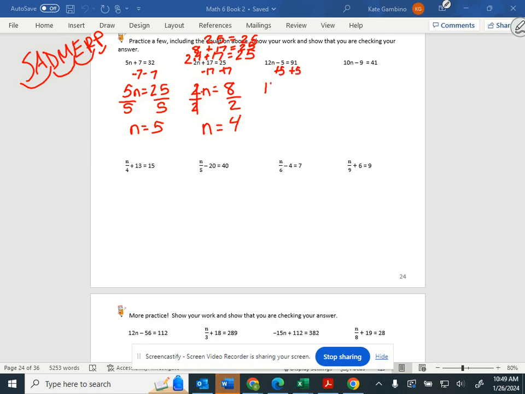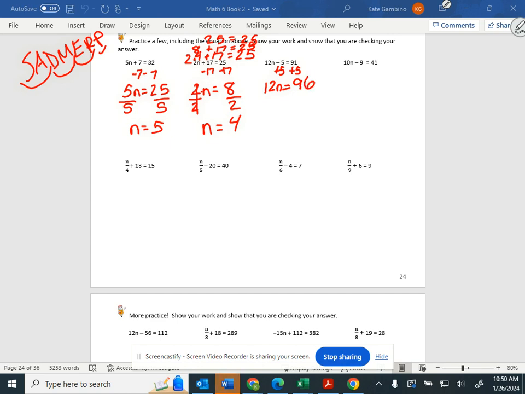So I'm going to bring down that 12n. Minus 5 plus 5 gets me to that 0. So if I'm at a negative 5, because minus 5 is the same as saying negative 5, plus 5 is the same as saying positive 5. They get to the 0 on the number line. So it's 12n. 91 plus 5 is 96.